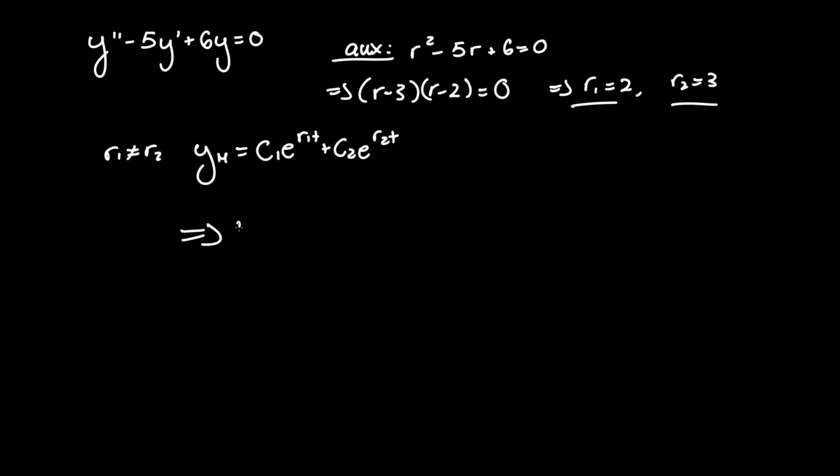And plugging in our r values, we get y homogeneous equal to c1 e to the 2t plus c2 e to the 3t. And that is our solution.